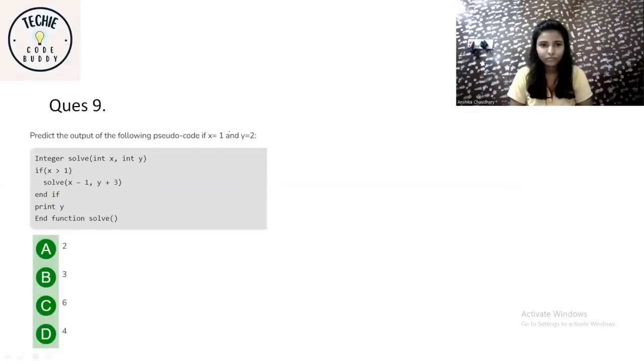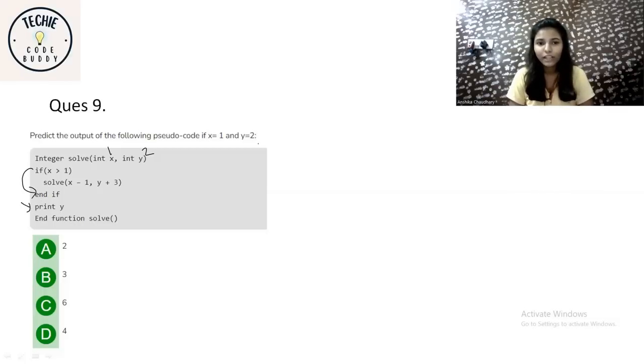Next question is, for the value of x assigned 1 and y assigned 2, let's solve this. Int x and y as the argument, and if x is greater than 1, then we will call the function solve, and then print y. Let me erase it first. The integer x value is 1 and y value is 2. Now we will come into the if condition. X is greater than 1. X value is 1, and 1 is greater than 1? No, the condition is false. So we will come out of the if.